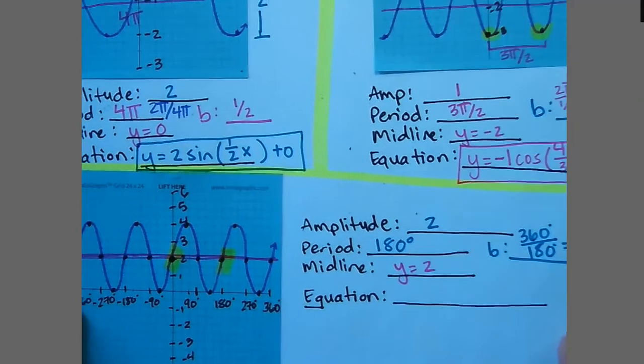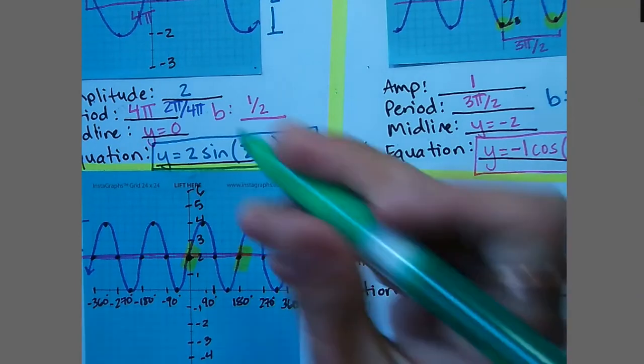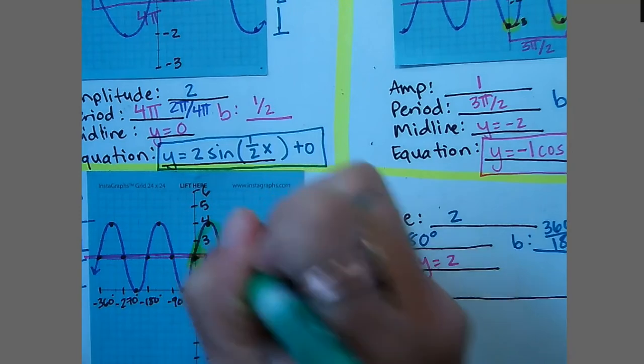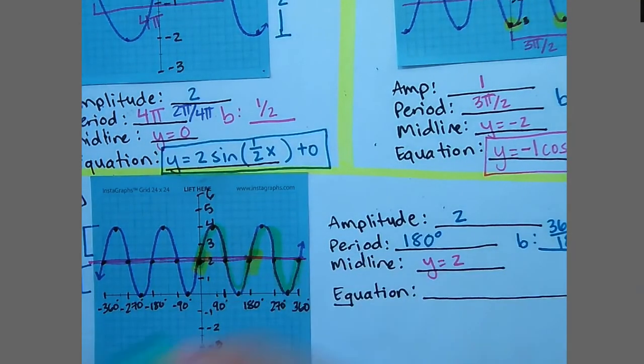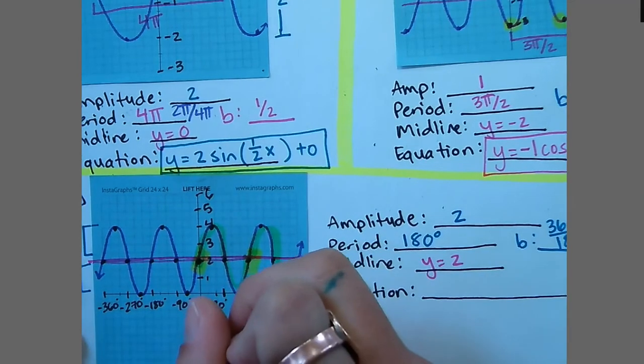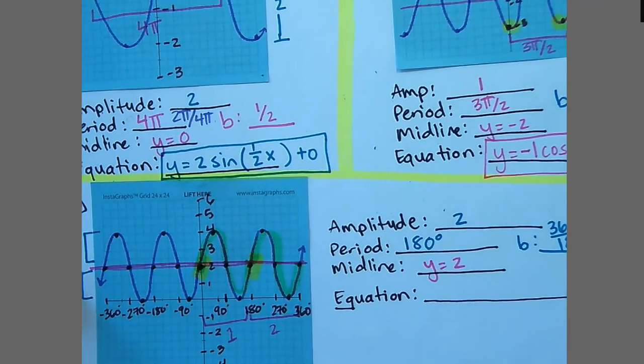Okay. Another thing that you could have looked at is that this b value is how many waves occur in 2 pi, which is 360. So here's one wave, 1, and here's your second wave, 2. So two waves occur in 2 pi, or 360. So that's your b value is 2.